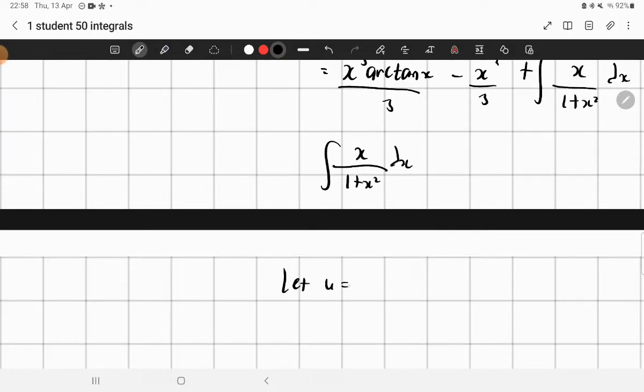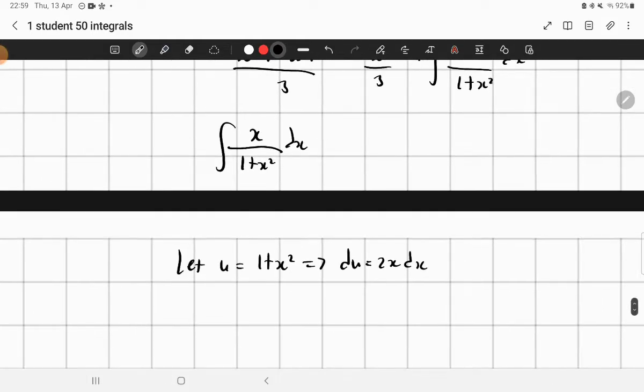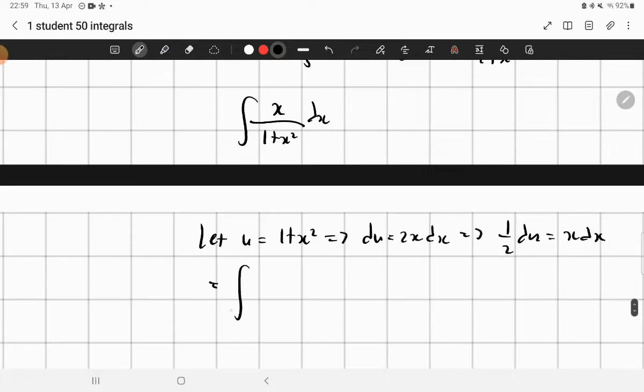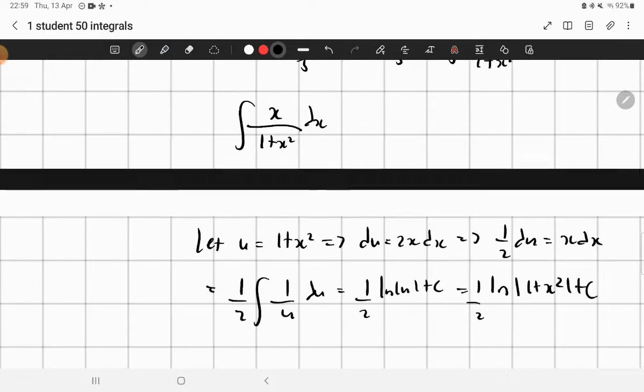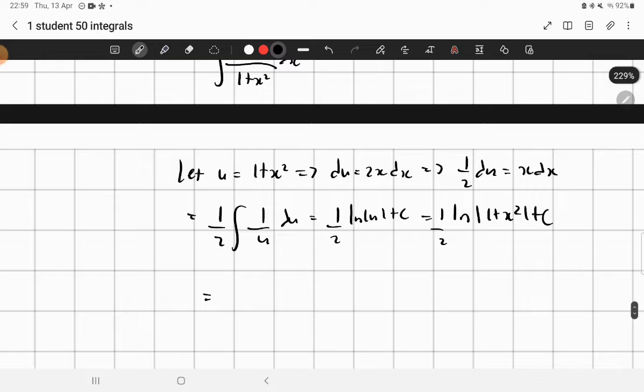Let u equal 1 plus x squared. By differentiating this, you will have du equals 2x dx. We know that this could be expressed as 1 over 2 du equals x dx. So this means that you're integrating 1 over 2 times the integral of 1 over u du, which implies that you have 1 over 2 ln of u plus c, which is 1 over 2 ln the absolute value of 1 plus x squared. So here's your resulting integral.